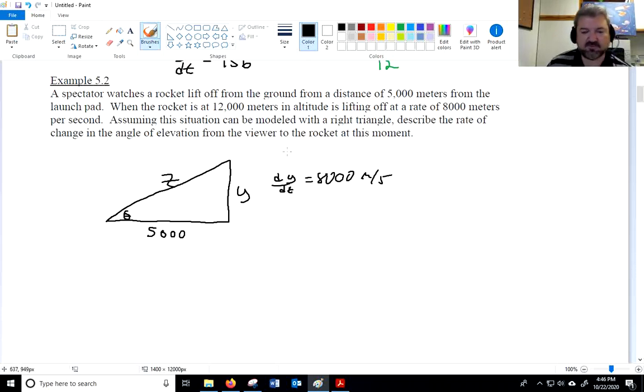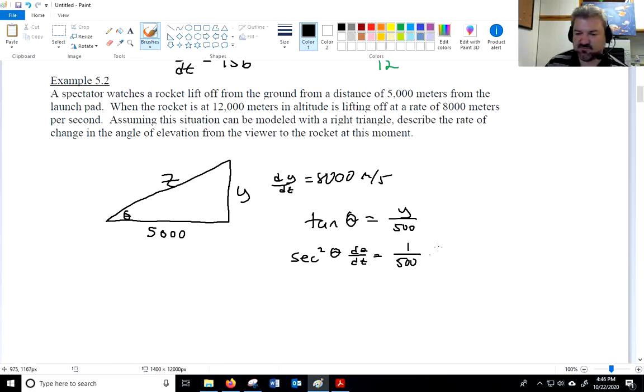They say it's meters per second. So remember the rule is we want to use a constant if we can. If we can't, then we can't. But we want to use a constant if we can, and we want to use the side length that we are given a rate of change for. So I want to use 5,000. Well, that's an opposite leg and an adjacent leg. So that tells me I should be saying the tangent of theta is equal to y over 5,000. Now the derivative of tangent u is secant squared u prime. And the derivative of y is 1 times dy/dt.